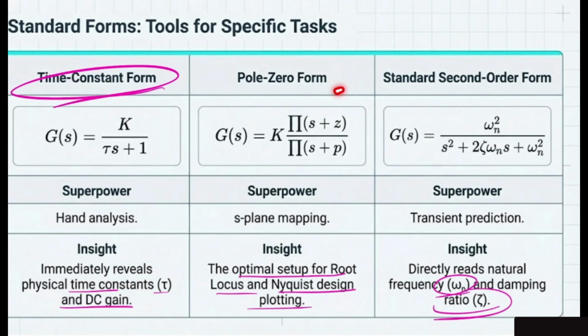On the other hand, we have the pole-zero form, and it's going to be something like this, which you are going to see a lot. The K is going to be the gain. On the top side, you have s plus z. Obviously, you don't have only one, you have multiple of them, and all of them are multiplied. On the other hand, you have the same thing in the denominator, which we're going to consider as the pole part. So this is the original setup for root locus and Nyquist design plotting.